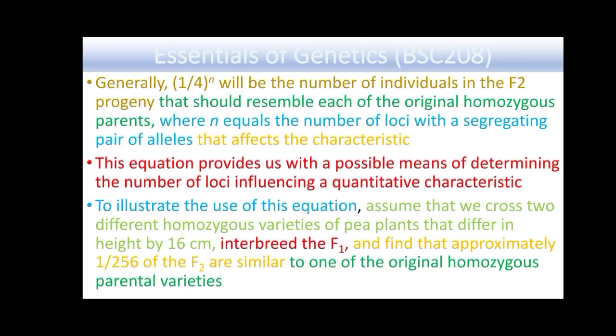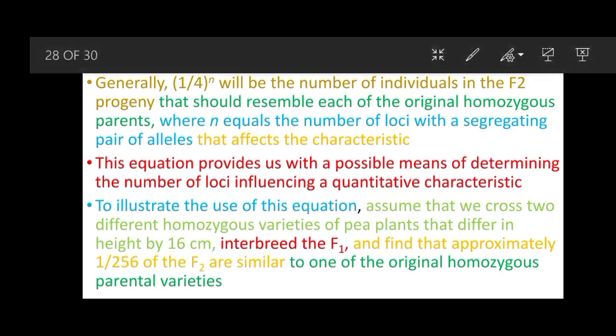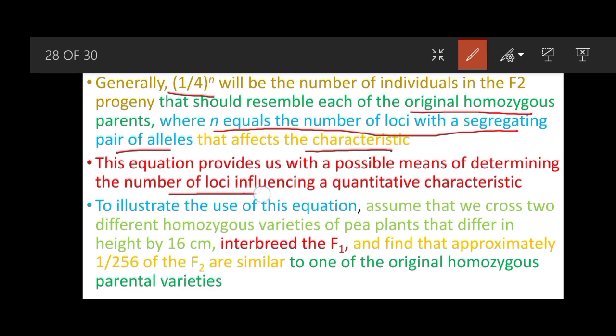So generally (1/4)^n will be the proportion of individuals in the F2 progeny that should resemble each of the original parents, where n equals the number of loci with segregating pairs of alleles that affect the characteristic. So this equation provides us with a possible means of determining the number of loci influencing a quantitative characteristic.